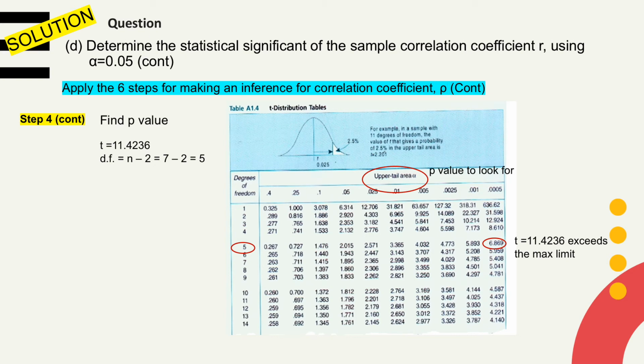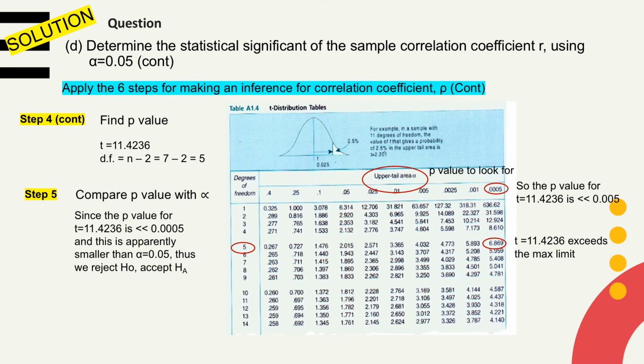So the highest value here, when t is equal to 6 point something, the p-value is given as 0.0005. So you can expect that the p-value when t is equal to 11.4236 will be less than 0.0005. What you have to do next is compare the p-value with the alpha value, and the alpha is equal to 0.05.